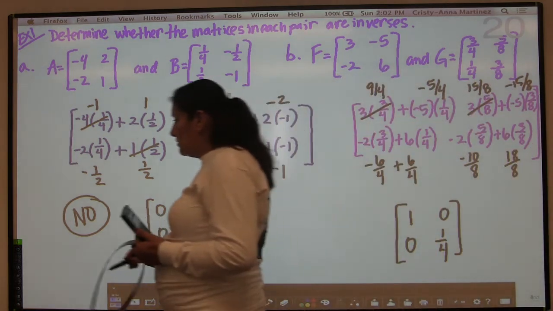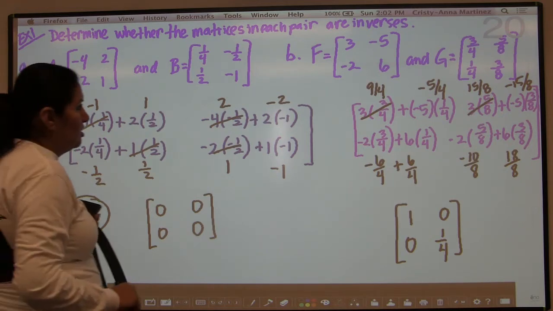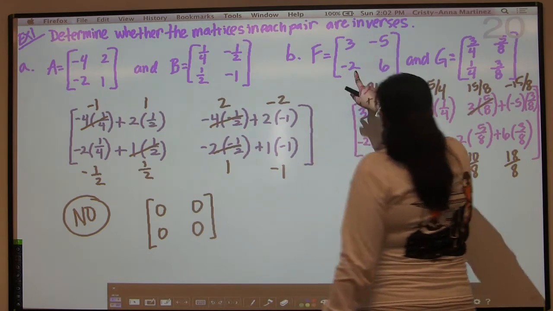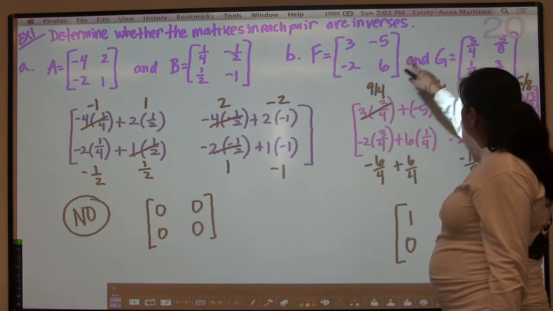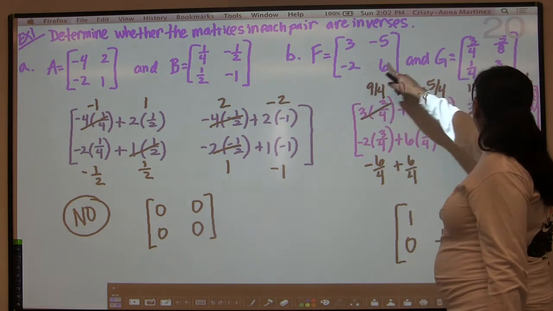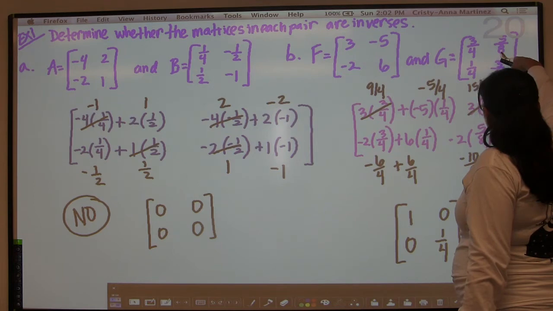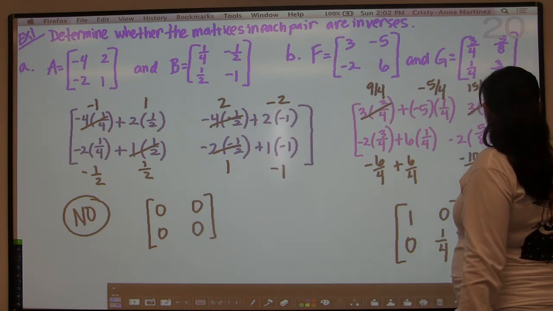Now, we were very close to that being a yes, so I need to figure out what happened there. I think this is supposed to be a yes, so I think I must have messed up somewhere. Let's just make sure that I have this right. Negative 2 times 3/4 plus 6 times 1/4, and then negative 2 times 5/8 plus 6 times 3/8.